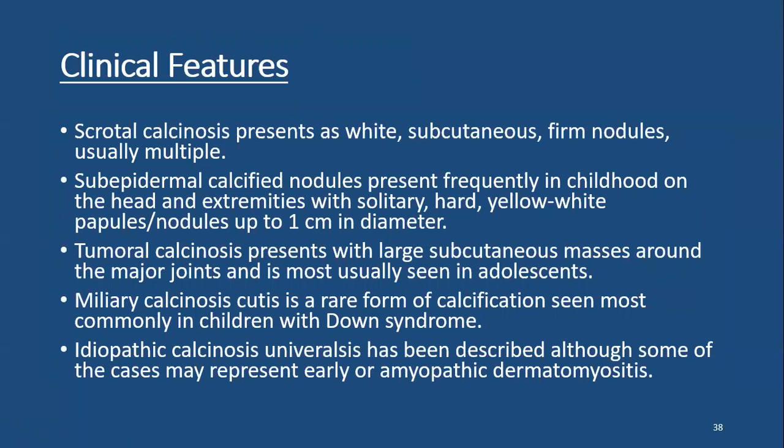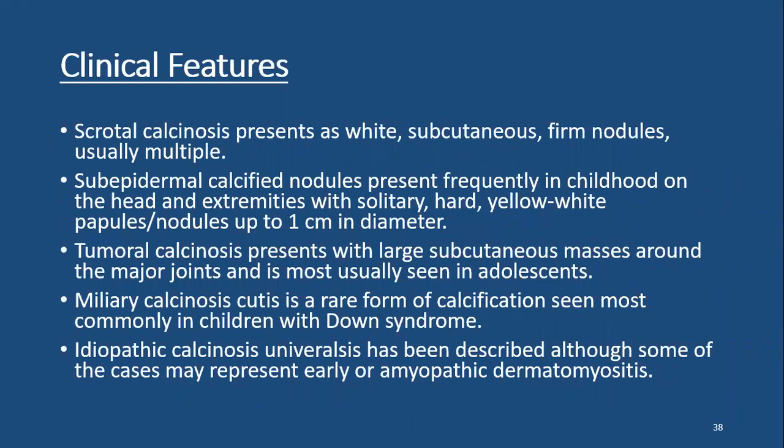seen in adolescents. Miliary calcinosis is a rare form of calcification seen most commonly in children with Down syndrome. Then idiopathic calcinosis universalis is described, although some of the cases represent amyotropic dermatomyositis. Here is a little correction.